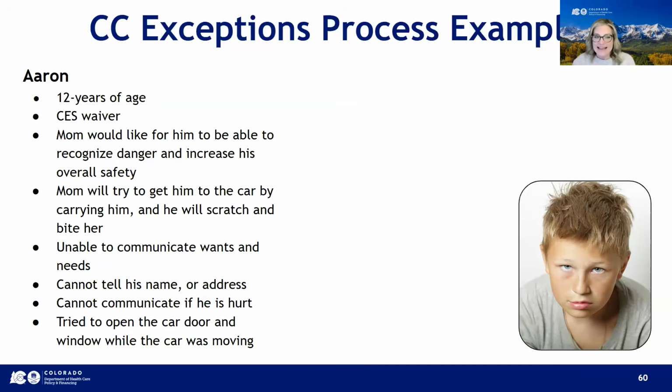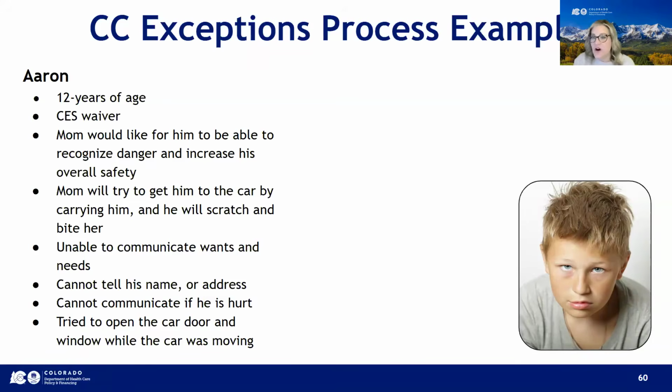Pardon me there, guys. This is Aaron. Aaron is 12 years of age. He's on the CES waiver. His mom would like him to be able to increase his danger and safety awareness. He wanders all of the time. He runs away from her in the hallways, on the stairs. He needs to have his hand held for safety while they're out in the community, but he'll still try to pull away from her. Sometimes he sits on the floor and refuses to leave when they need to go.